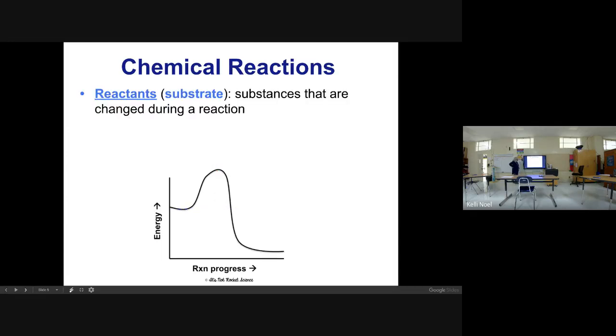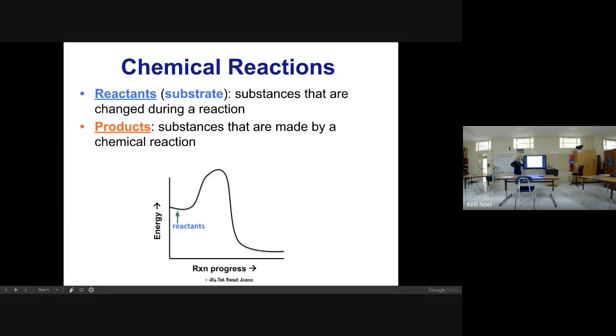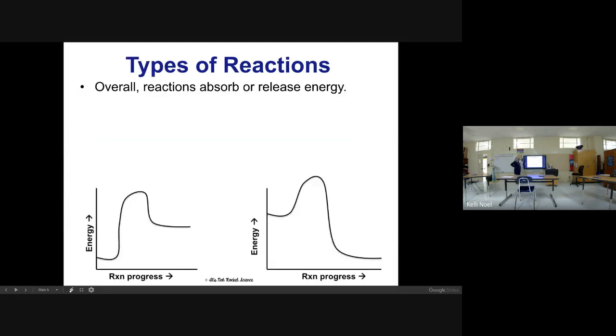So reactants, these are called substrates where we're talking about enzymes because it's what the enzymes are going to attach themselves to, and it's what is going to be broken down or built up. And it's the thing that is being changed. It could be one substrate or multiple substrates. Products are the things that are produced. Reactants are always on the left-hand side. Products are always on the right-hand side. So you may have to label a graph like that.